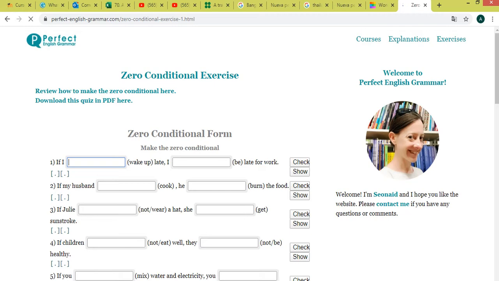Example, if my husband cooks. So in this case, I have to use the S because it's simple present, because it's he, because it's my husband, right? Now, I am late for work. Why? Because it's simple present of what? Of the verb to be in this case. So if I am late for work. Yeah? So if my husband cooks, he burns the food. Right. Okay, he burns the food.